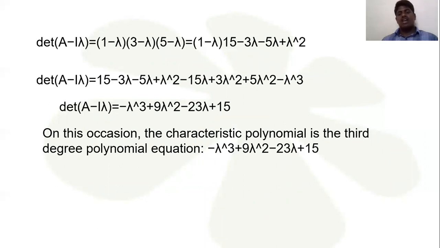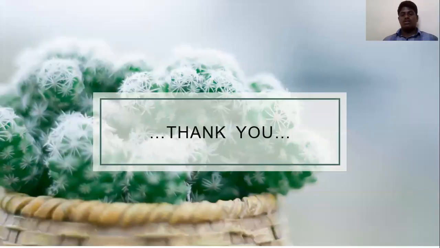You can see the final result. The characteristic polynomial is the third degree polynomial equation, minus lambda cube plus 9 lambda square minus 23 lambda plus 15. This is the final characteristic polynomial, a third degree polynomial equation. Thank you all.